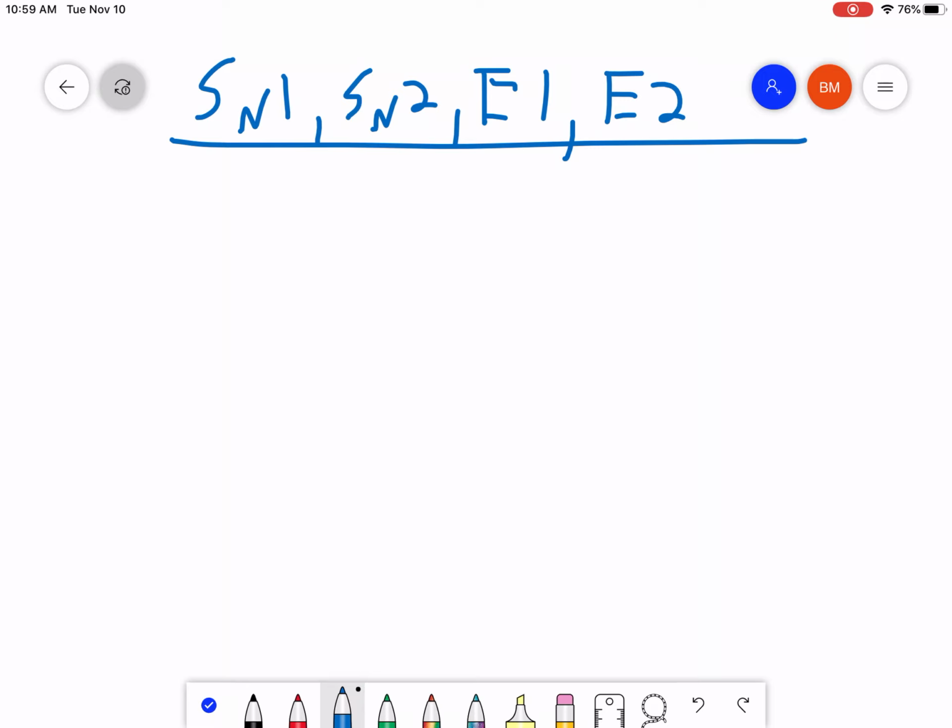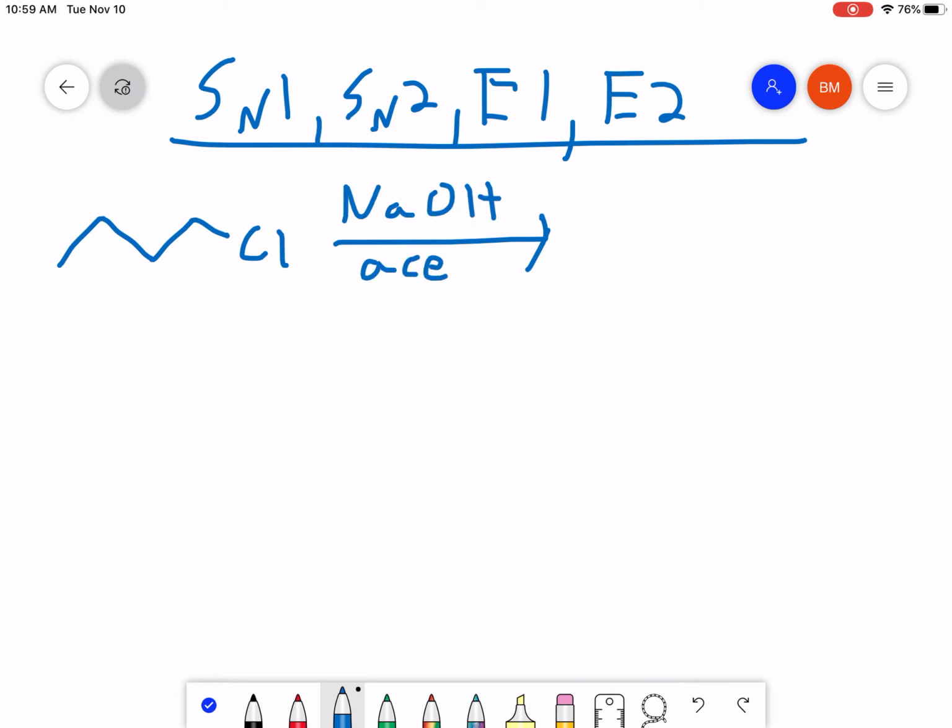All right? Let's start off with something like this. Okay. So this is a typical type of question that you might run into. All right, you have an alkyl halide here, and we have some sodium hydroxide, and we have some acetone.